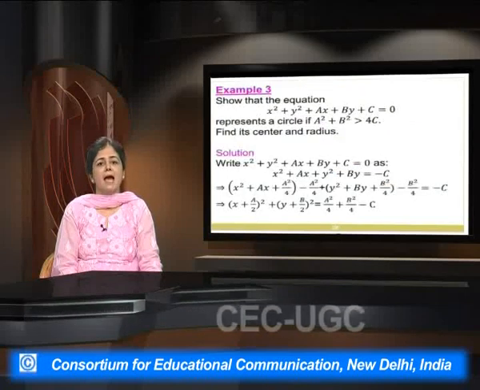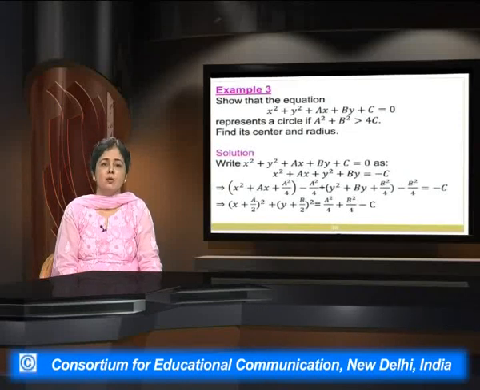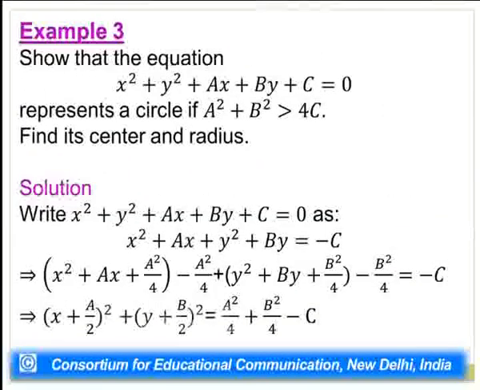And we can further show that the equation x square plus y square plus ax plus by plus c equal to 0 represents a circle if a square plus b square is greater than 4c. We'll just show that this represents a circle because this is the kind of equation which we'll be dealing with in our economic application.